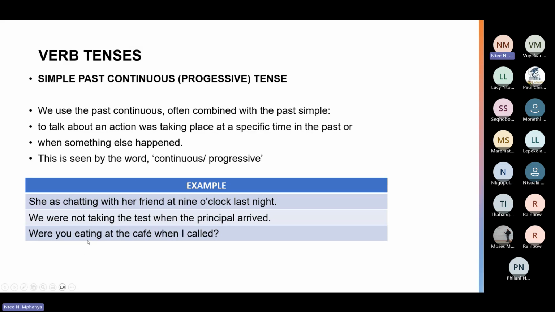Were you eating at a cafe when I called? Remember, I've already indicated that you is second person, plural and singular. And in the present tense, it used are as an auxiliary. But here, because it's past tense, it will take were to indicate that our sentence is now in continuous, because the verb eat will take the suffix ing and becomes eating.